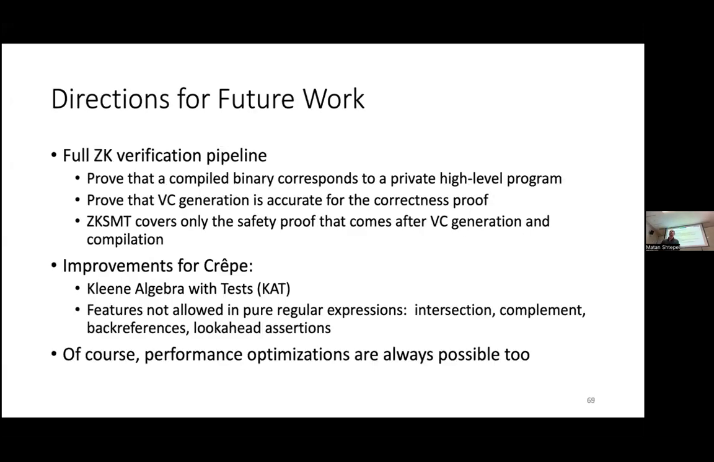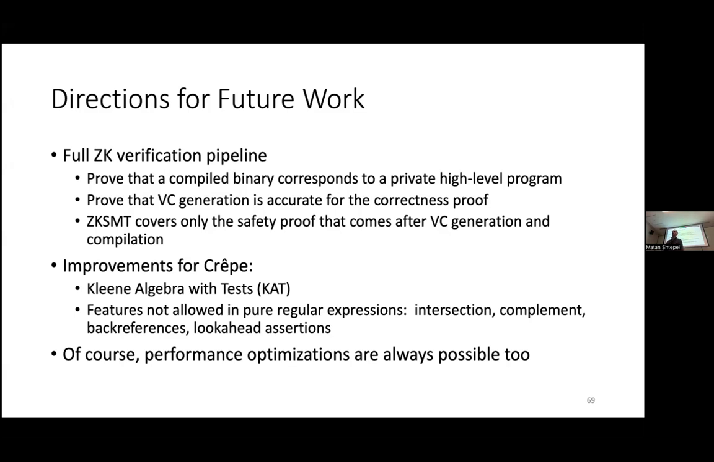To wrap up now, let's talk about some potential directions for future work based on these tools. An extension for ZKSMT would be the creation of a full ZK program verification pipeline that proves that a compiled binary corresponds to a private high-level program, and also proves that verification condition generation is done accurately for the final correctness proof that ZKSMT validates. As it is now, ZKSMT covers only the safety proof that comes after those two tasks, but in principle, a protocol similar to ZKSMT could handle those other parts.